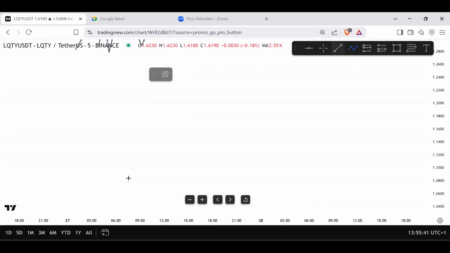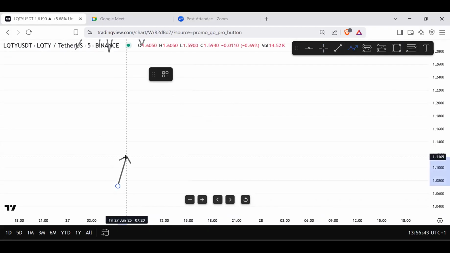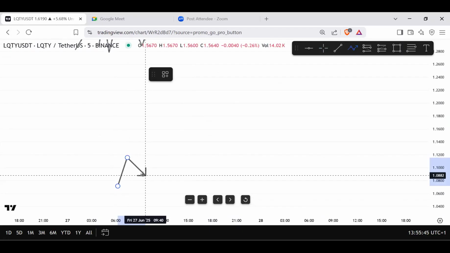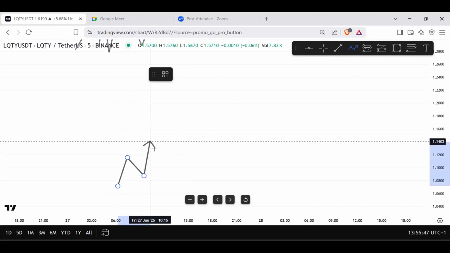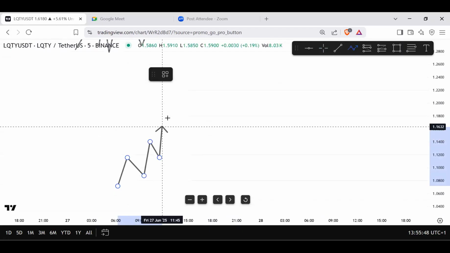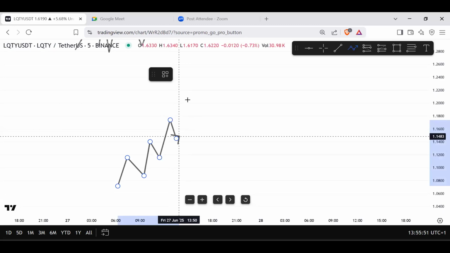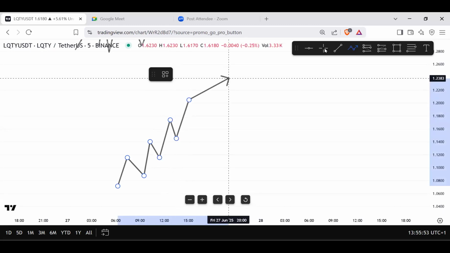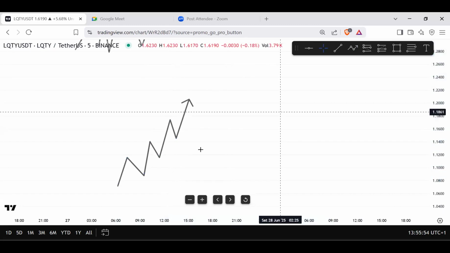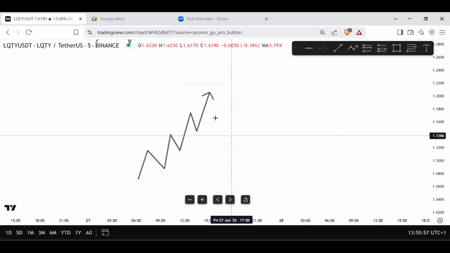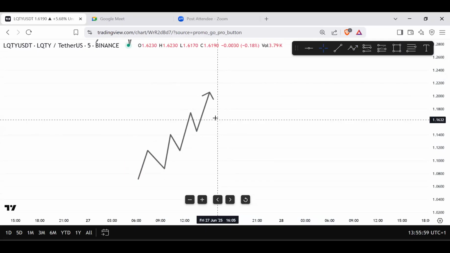If I want to just draw it here, this is what we have. It's usually like this. So this is what a bullish impulse looks like.